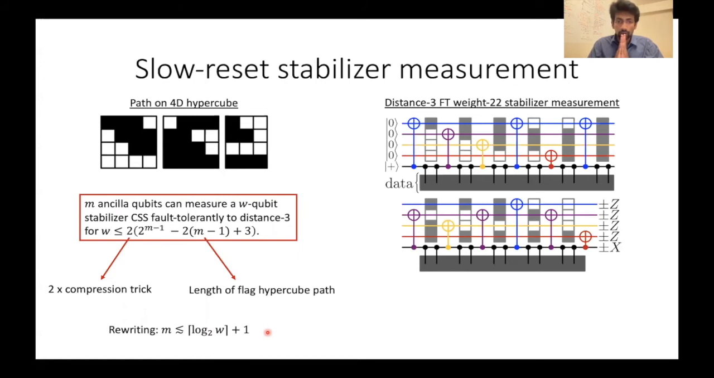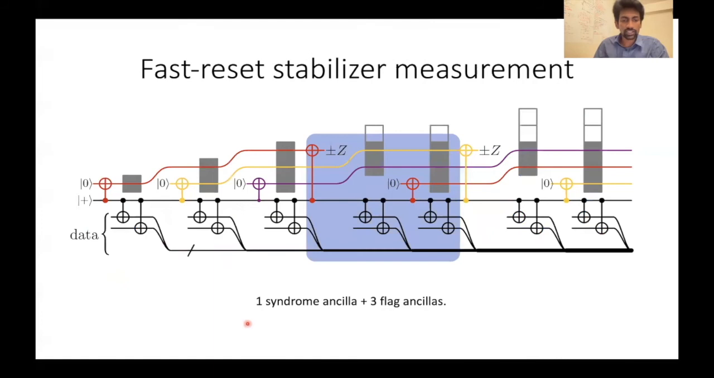So until now, we've spoken about slow reset, where none of the ancilla qubits can be reset while measuring the stabilizer. You need to maintain the state of the ancilla qubits until the stabilizer has been completely measured. But in the case of fast reset, the ancilla qubits can be reset in the middle of measuring the stabilizer. And so if we're given this flexibility, we show that you only need 1 syndrome ancilla and 3 extra flag ancillas.